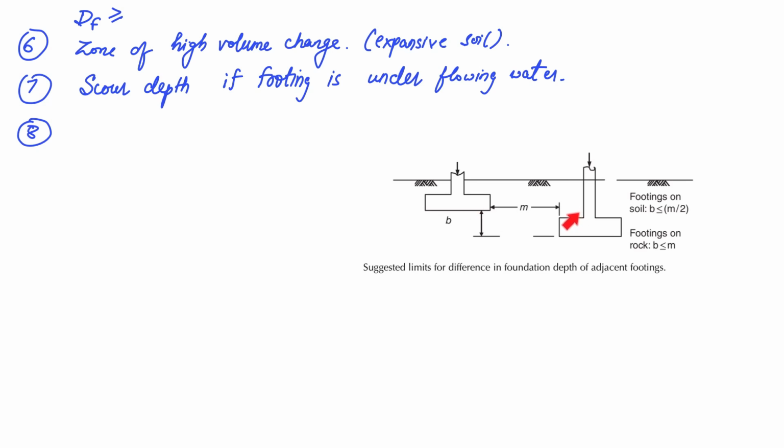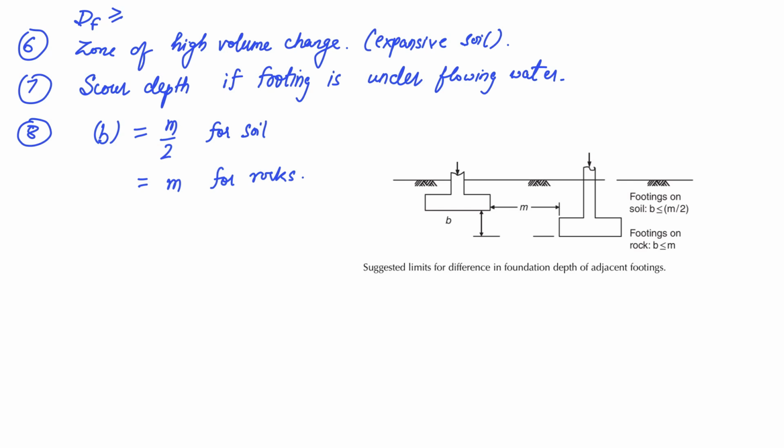This is generally allowed by maintaining the maximum difference in foundation level, and here this difference in foundation level, that is B, equals m by 2 is maintained for the footings that are resting on the soil, whereas it is kept equal to m for the footings that are resting on rock. So that is about the difference in the level of adjacent footings. These requirements should be satisfied to prevent shear failure and excessive settlement taking place in the supporting soil.